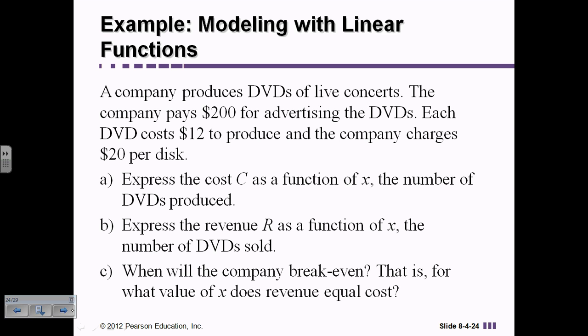So first of all, I want you to express the cost as a function of x to represent the number of DVDs produced. So the cost is going to be C of x equals, it costs me $12 per DVD to produce them, so 12 times x, plus I've got that flat $200 advertising fee that I have to pay every single time. Now the revenue means how much money do I make? The revenue is $20 per disc. So 20x is my revenue.